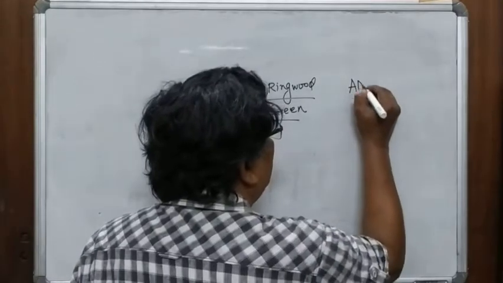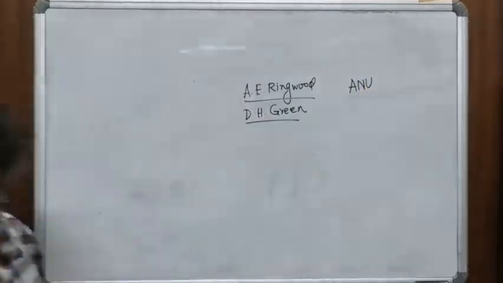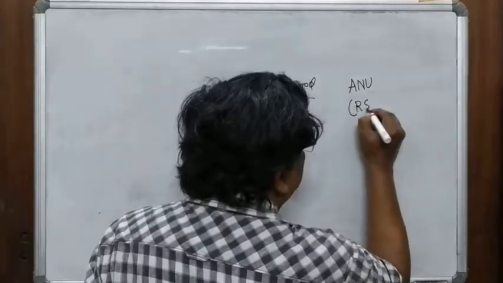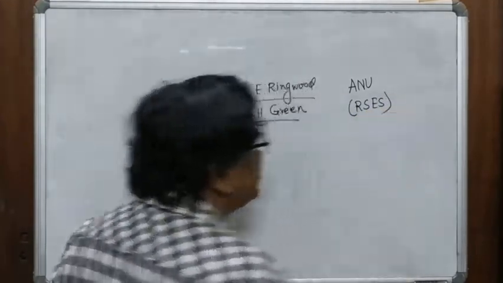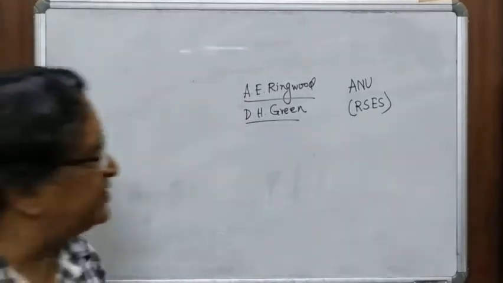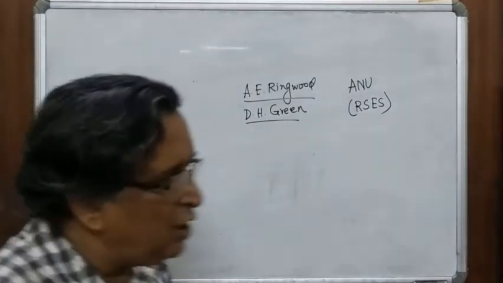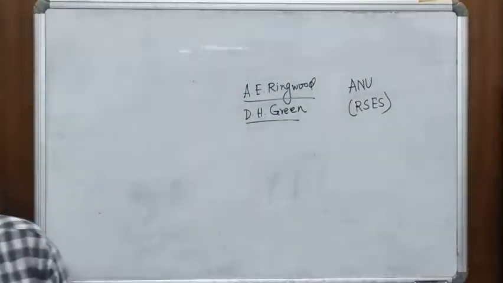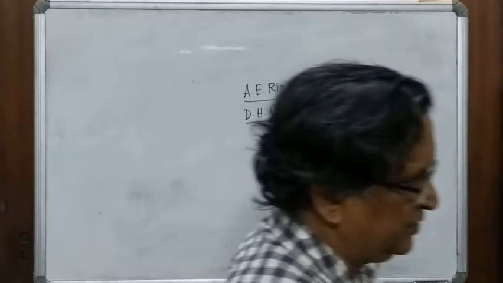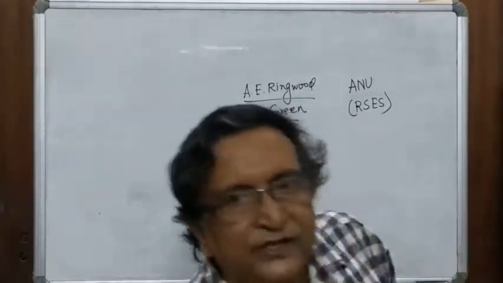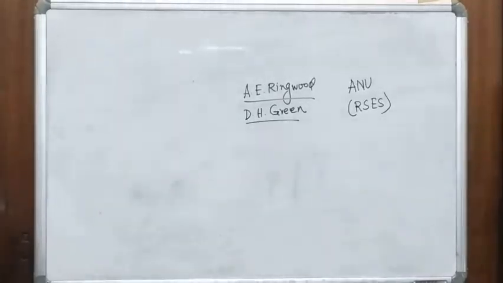So Ringwood and Green worked in the Australian National University, ANU, a very famous experimental technology lab at that time. They worked in a laboratory called RSES, Research School of Earth Sciences, Australian National University, where these two people set up fantastic laboratories. And they did a lot of experimental work, a vast majority of it related to the gabbro-eclogite transition. These were hard experimental data.